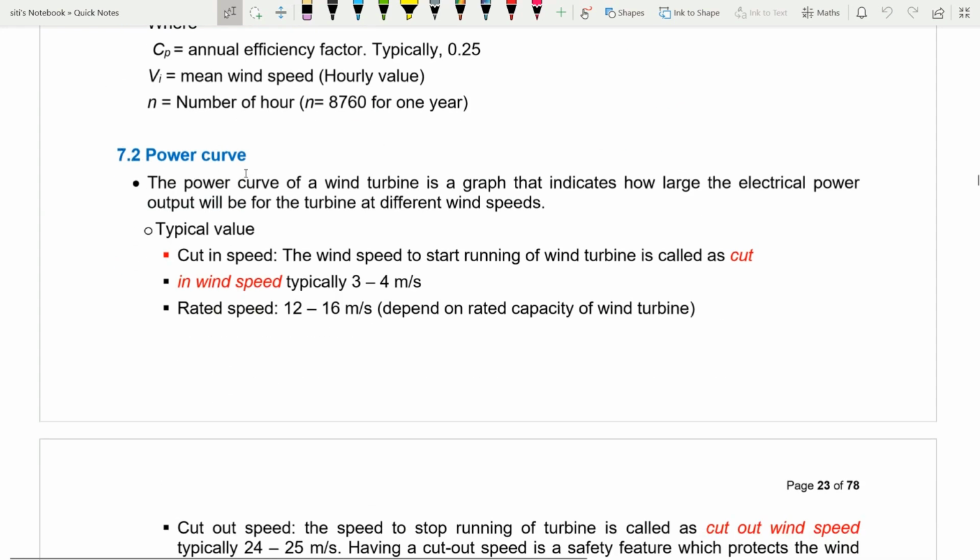Another method is by using power curve. The power curve of a wind turbine is a graph that indicates how large the electrical power output will be for the turbine at different wind speed. Typical values: we have the cut-in speed, which is the wind speed at which the wind turbine starts running, typically between 3 to 4 meters per second. Then the rated speed, which is 12 to 16 meters per second, depending on the rated capacity of the wind turbine.